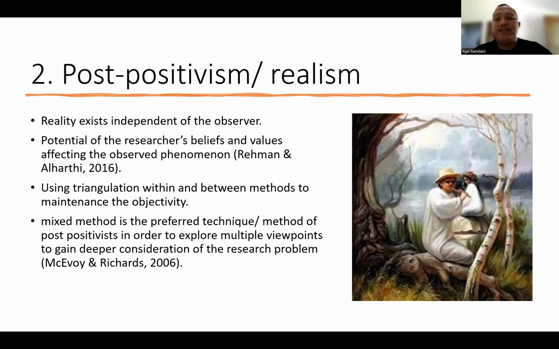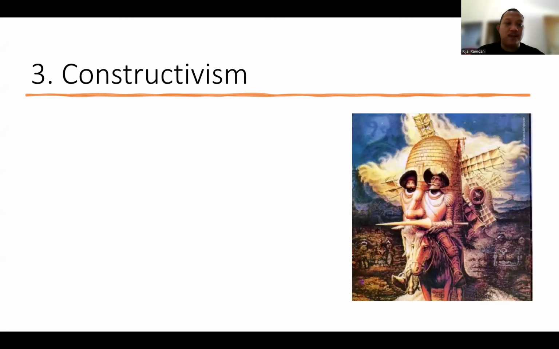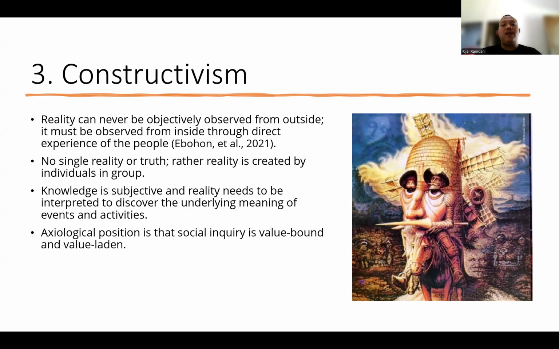In post-positivism, realism is not single. Realism may be more than one. I mean, the phenomenon or the realities may be more than one, and we need to understand the exact reality by conducting different ways of collecting the data, a mixed method between quantitative and qualitative. And the third, we have constructivism.